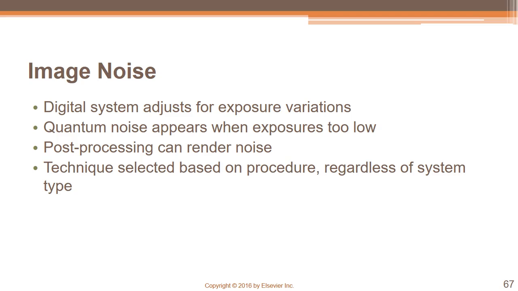And what we're talking about is whether it's digital or film screen. And under digital, if it's CR or DR, it doesn't matter. You should always select your technique based on what you're x-raying and what size it is and what you're looking for. The quality of the digital image depends on many of the same factors as film screen, but what's different is that the digital image can be corrected. And so when we correct for it, when it's too low, you may get quantum noise.